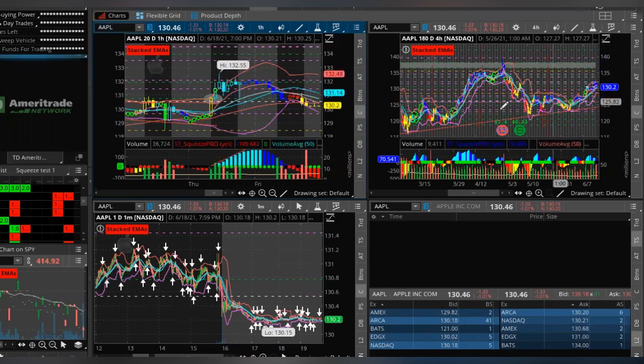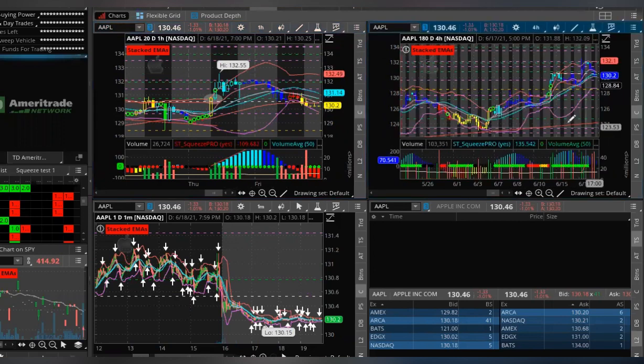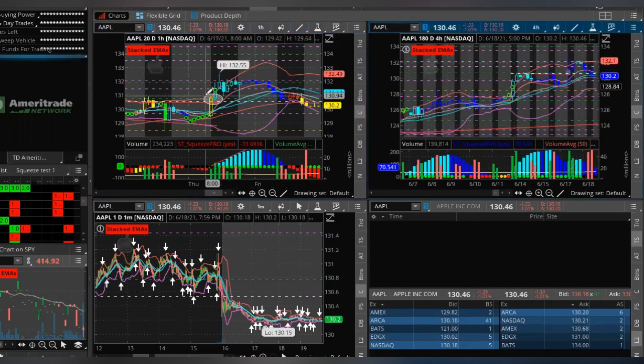1 hour chart. Not only that, we get some breaks of critical levels here. Get a break of this green line. This green line is my daily level.